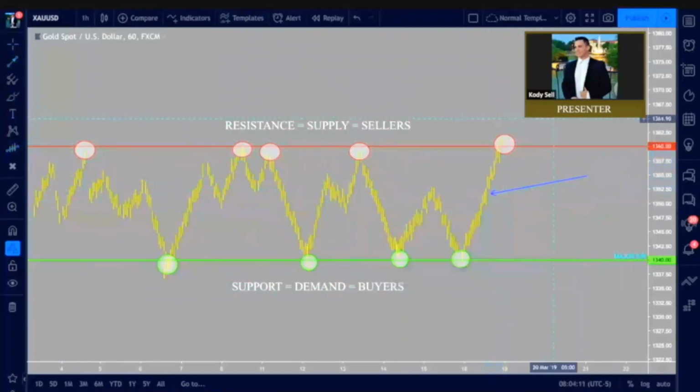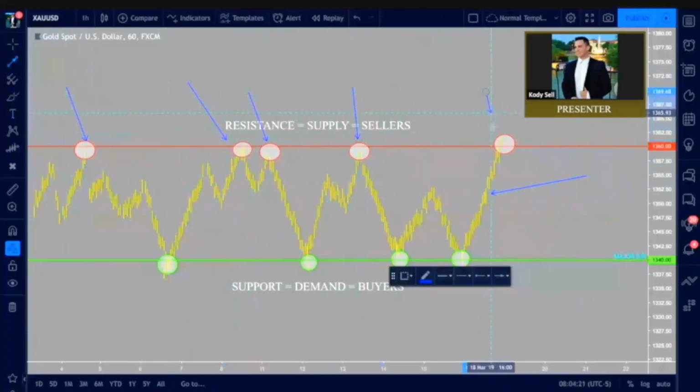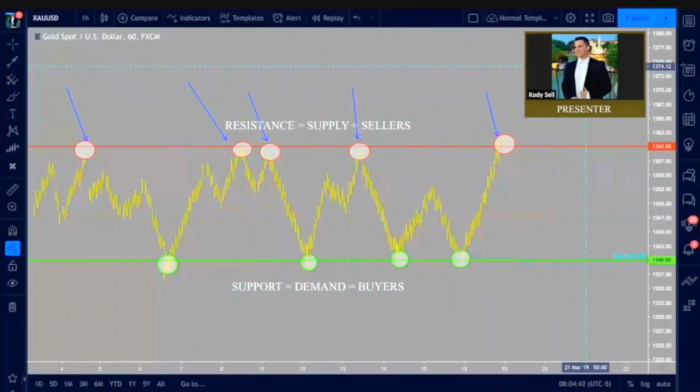Now here's the question. If you look back and you see that price has been here once, twice, 3 times, 4 times, and this is now the 5th time you are approaching the supply zone, do you think that because you have more bounces from this level you have a better trade, or do you think that because you have more bounces from this level you have a worse trade?